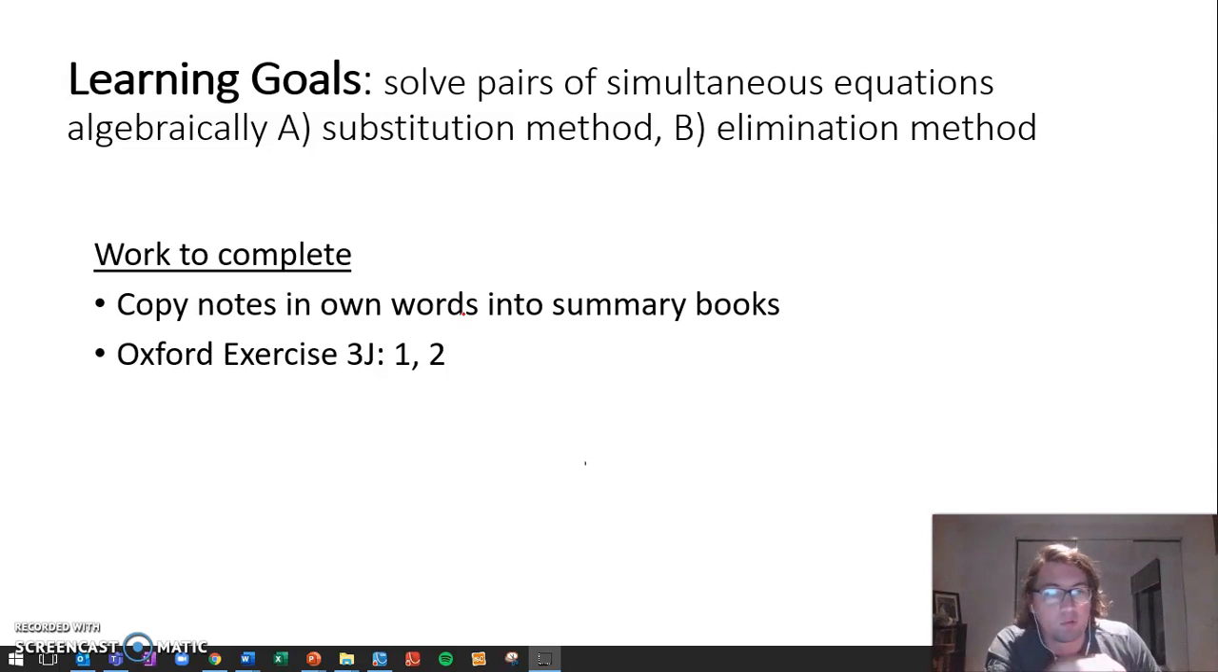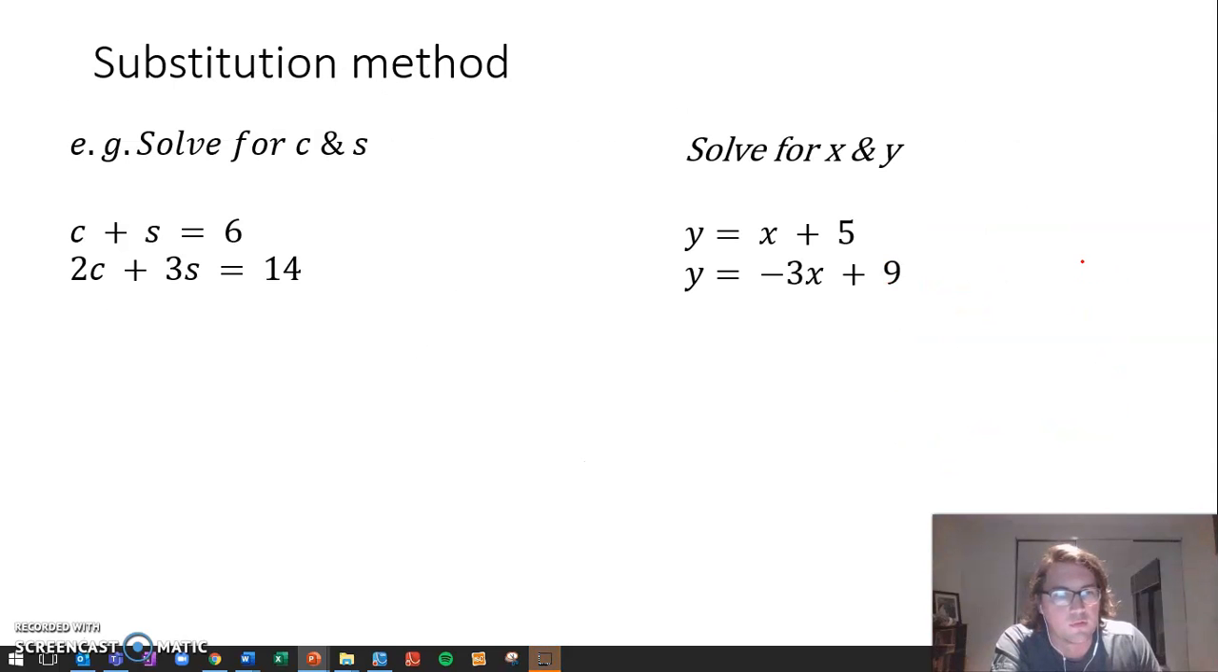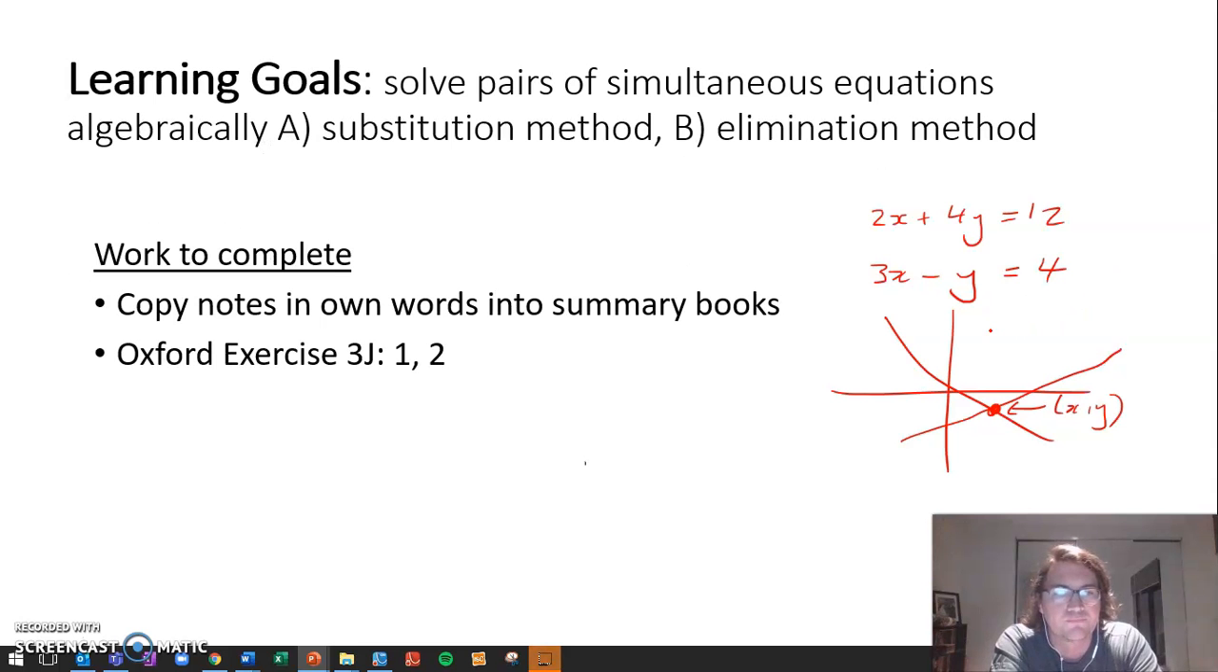So in the last video we talked about if you have two simultaneous equations, so you've got 2x plus 4y is equal to 12, and you've got 3x minus y is equal to 4 or something like that. You could graph both those equations with your CAS, and that point there, that coordinate point (x, y), would be the solution to both of those equations. I'm now going to talk about how to do it algebraically.